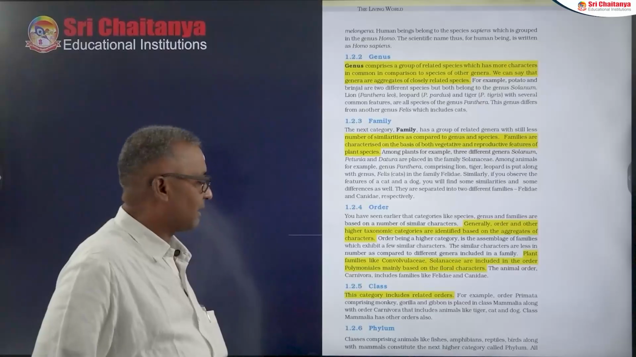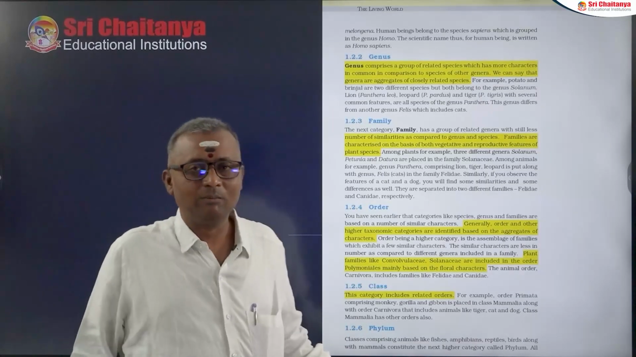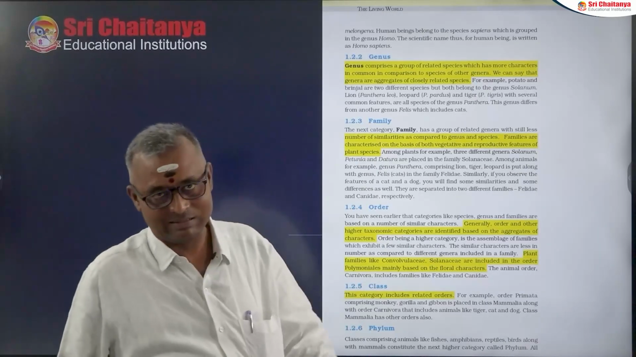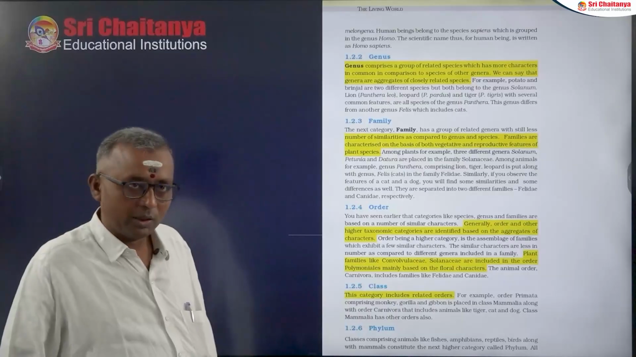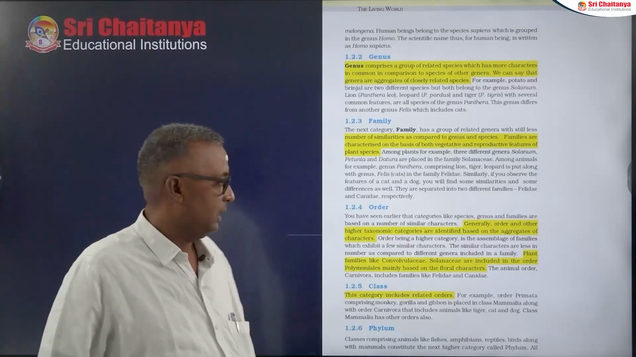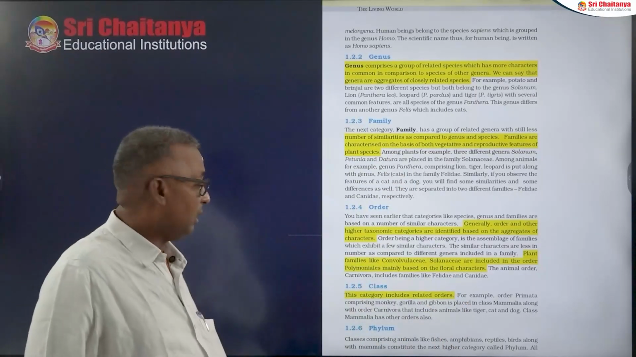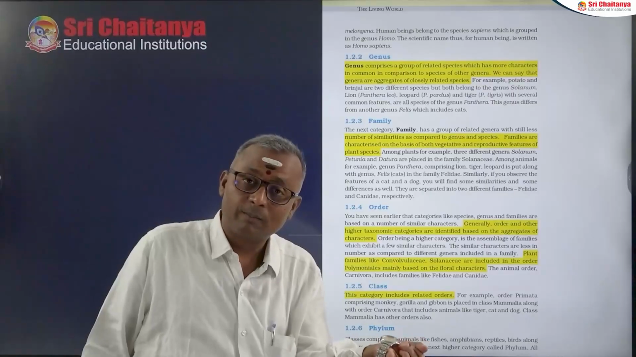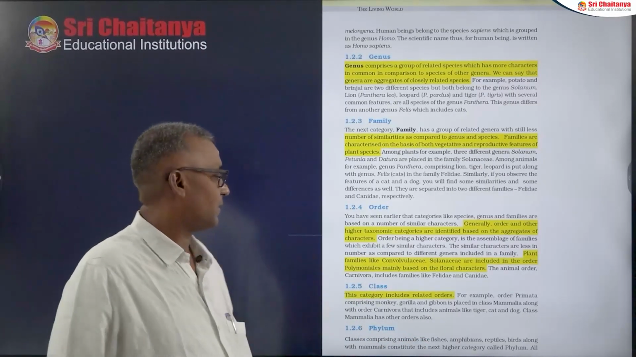And when it comes to the class, a class is nothing but a group of related orders placed under a category. For example, the order Primata, that includes monkeys, gibbons and also gorilla, was placed under a class called Mammalia along with the order Carnivora, that includes both Felidae and Canidae. So this is one important thing.